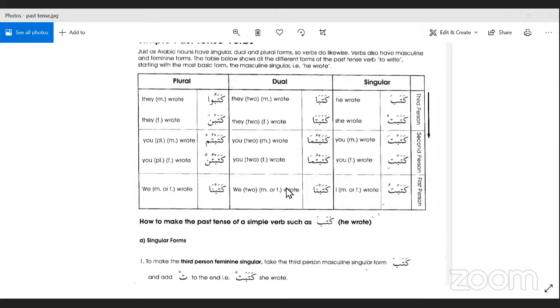Katabtum, you more than two male wrote. Katabti, you female wrote. Katabtumā, you two female wrote. Katabtunna, you more than two female wrote. Katabtu, I wrote. Katabnā, we wrote.